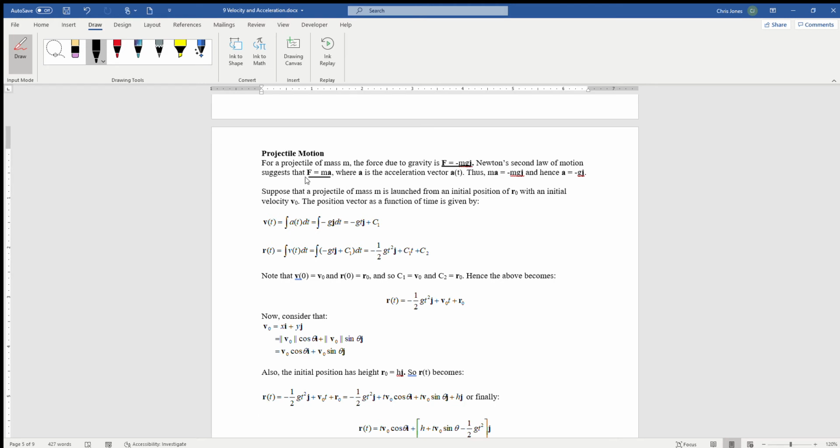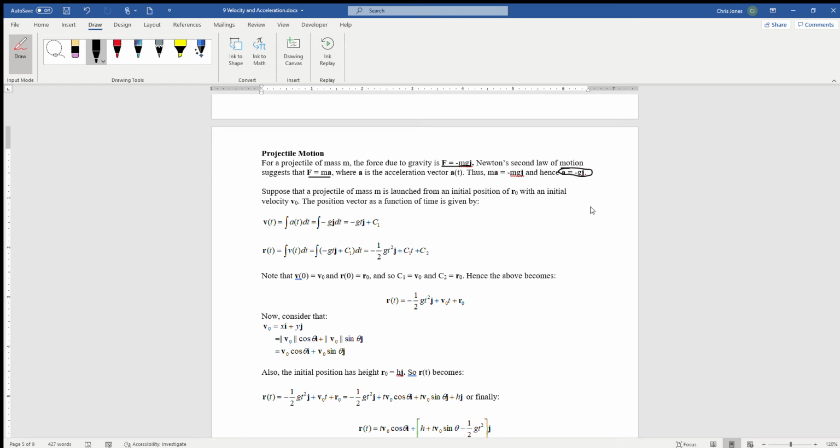And then F is ma, mass times acceleration. So if we just set these equal to one another, ma equals negative mgj, we can find that acceleration is equal to negative gj. And then what we're going to do is what we looked at in the previous 2 sections. That's an acceleration function. So what we can do is take the antiderivative twice to get to the position function.